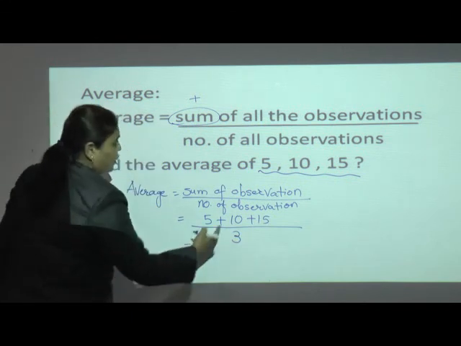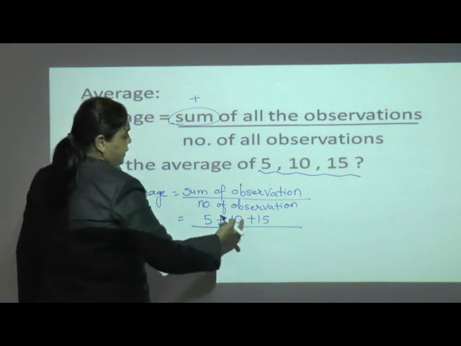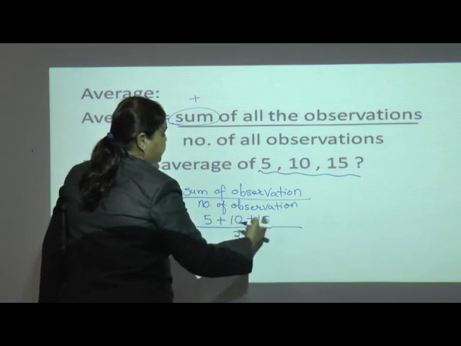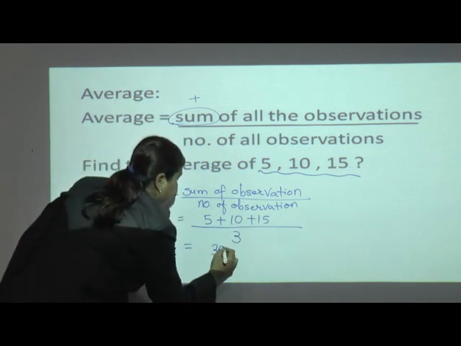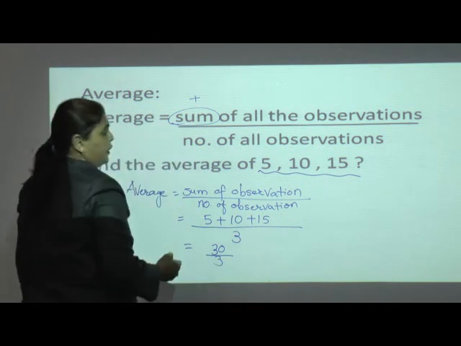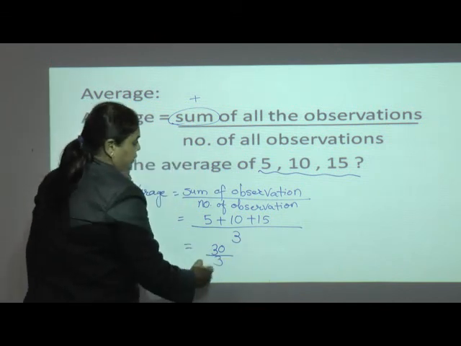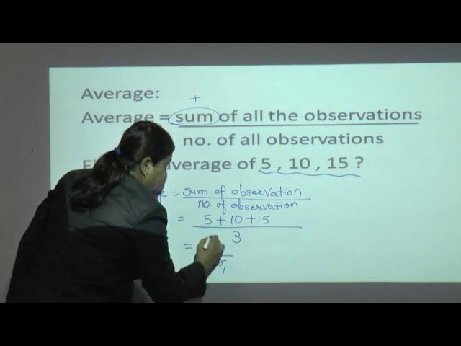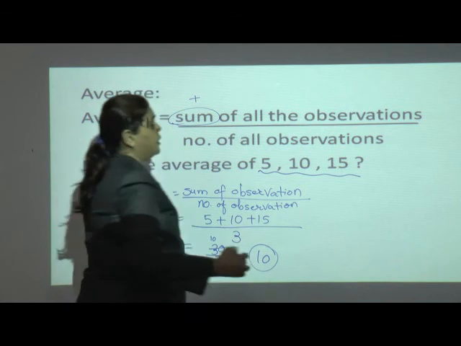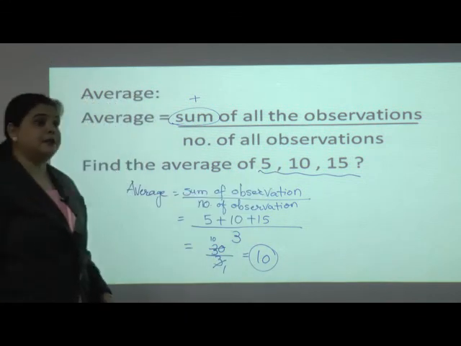Now, what will be the total of this? 5 plus 10 is 15, and 15 plus 15 is 30. We have 30 in the numerator and 3 in the denominator. Can you reduce? Yes, 3 ones are 3, 3 tens are 30. What will be the answer? What is the average marks I got in the 3 tests?